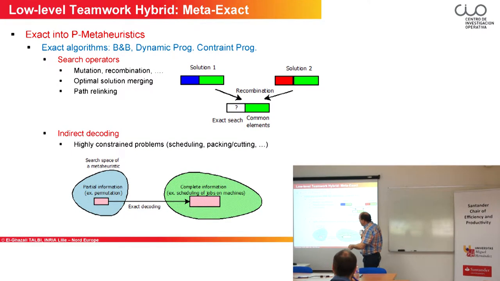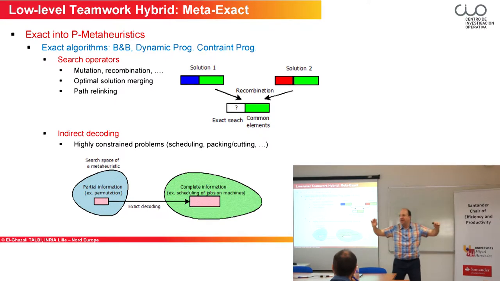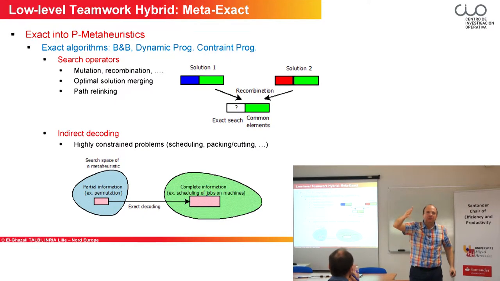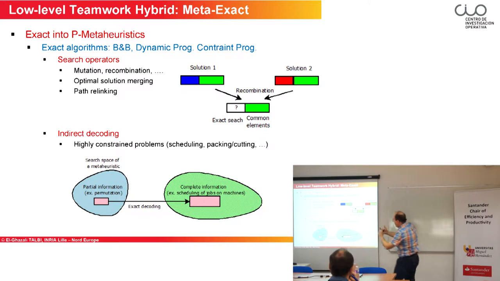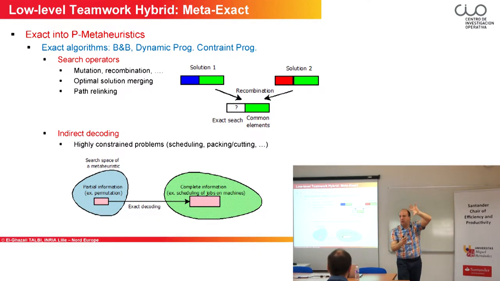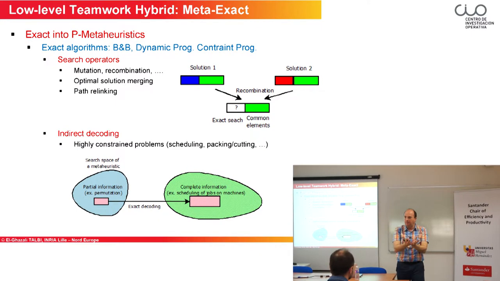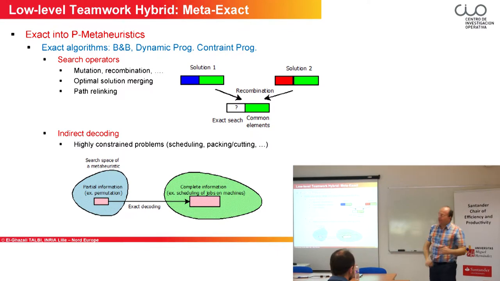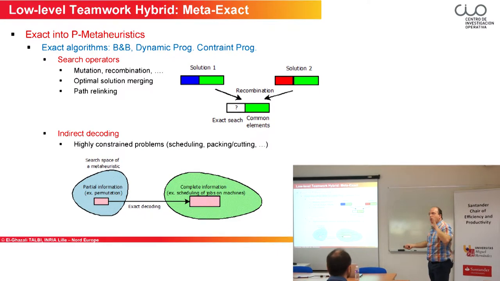Here you will not represent the solution by a complete representation. For instance, in scheduling, just say the order of jobs. You will not fix the exact time, but just the order. And then to decode this solution to a complete one, you will use an exact algorithm. So it's like metaheuristics will work on a simplified search space, and for any solution of this simplified search space, we are using exact algorithms to decode the solution in an exact way to find the complete representation of the solution. And believe me, in my experience, if you have such classes of problems where you have many constraints, always use indirect decoding.